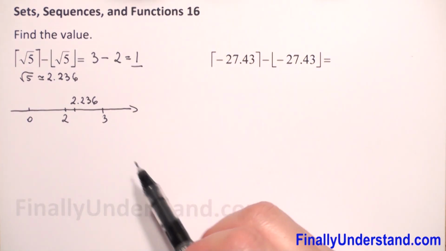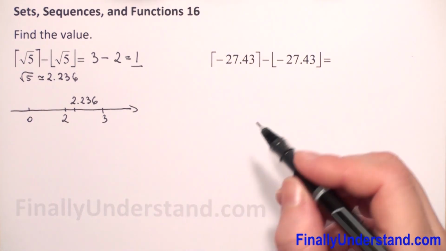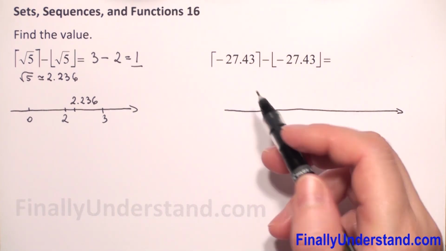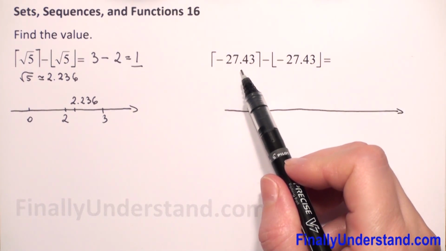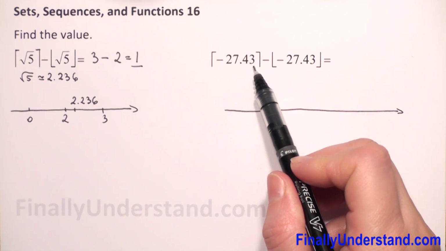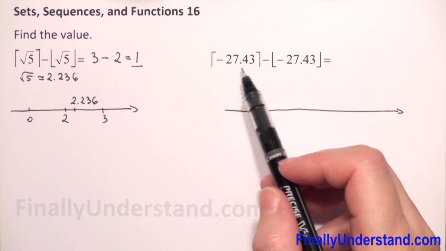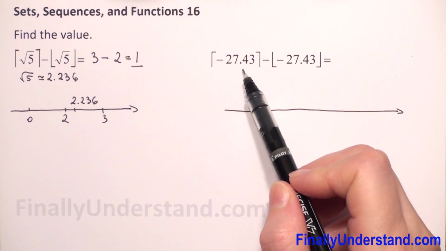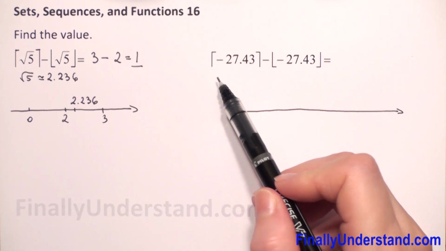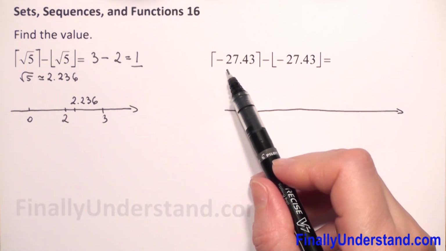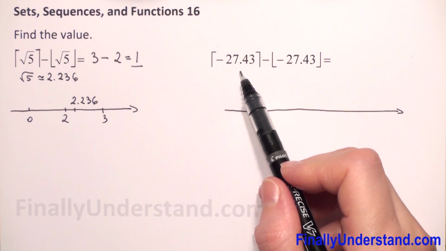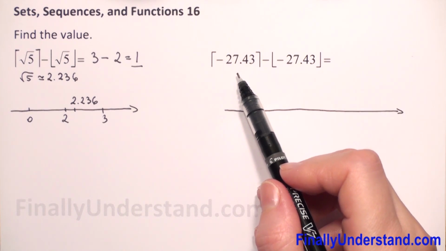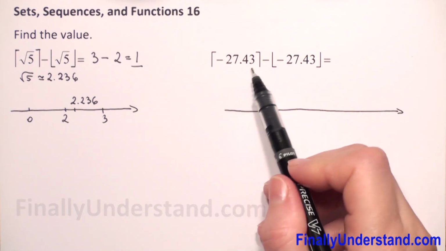We have the solution for the first expression, and for the second we have to draw one more number line. We have negative 27.43. This is not an integer. In the first expression, we have brackets like this. It means we have to find the ceiling of this number, so we have to find the smallest integer that is at least as big as this number.